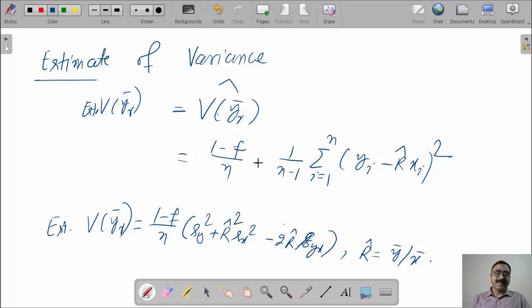By simplifying in a similar manner, we can find summation y_i square, summation x_i square and summation y_i x_i, and we can find the estimated variance of the sample ratio estimator of the population mean.